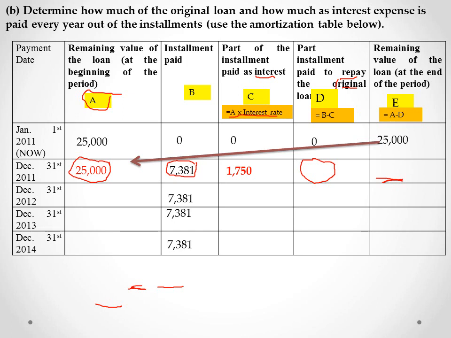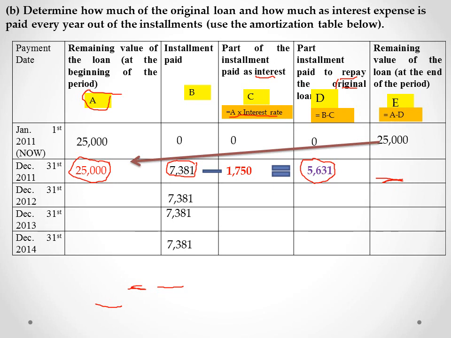We need to multiply column A, this one, times the interest rate. So now we have the amount of the loan, $25,000. We need to multiply it by the given interest rate in the previous slide. It was given as 7%. So this means that 1,750 will be paid as an interest during this year.